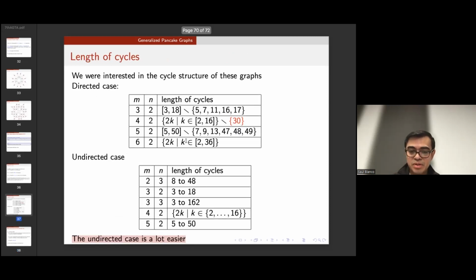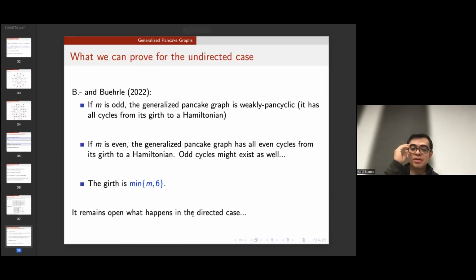That's what we mean. For example, if M is 4 and N is 2, you have all of the even cycles, starting from one that has length 4 up to one that has length 32. It is possible that all cycles will exist, that the proof doesn't preclude them. So there might be some odd cycles, we just haven't seen them, but they might exist.